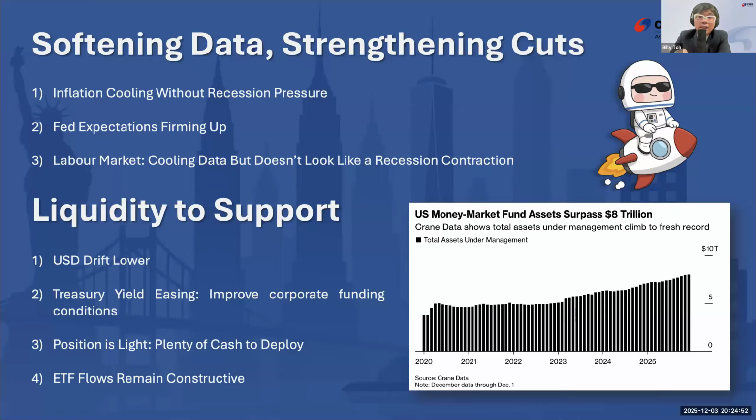And if you look at the chart there, you can see that the US money market fund has surpassed the $8 trillion level. And what's more important is that it's double what it was about 4 to 5 years ago, showing that there's plenty of money that can be deployed into the market, especially if the Fed were to cut rates. So there's quite a lot that is constructive, especially from a flow perspective.